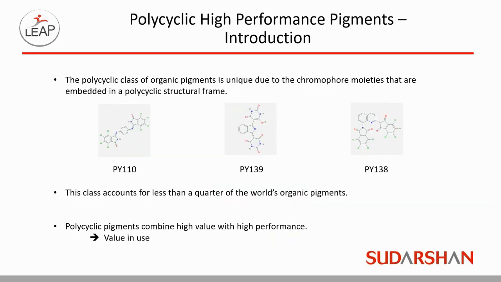This class of pigments is very unique because the actual chromophore are embedded tightly into that polycyclic structure. This class is a smaller class than the others. Primarily, they bring high value to your formulation because of their high technical properties as well as their high strength. So you get a lot of value in use when you bring these high performance pigments into your color formulation.